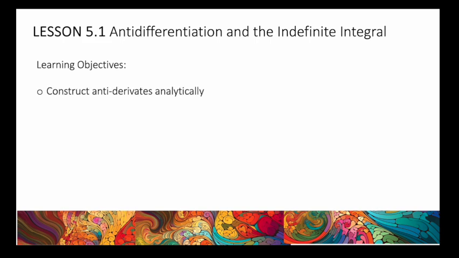Let's look at our learning objectives now. The first learning objective is to construct antiderivatives analytically. And then we're going to evaluate indefinite integrals using integration formulas and the method of substitution.